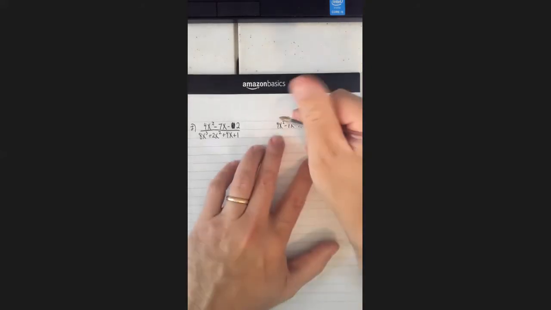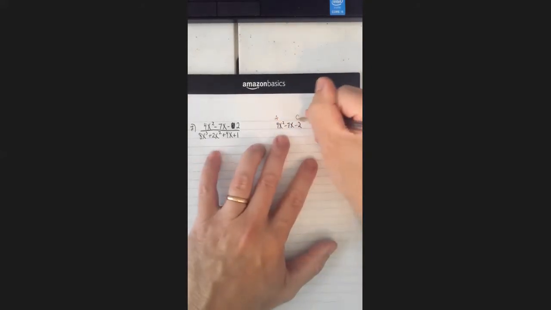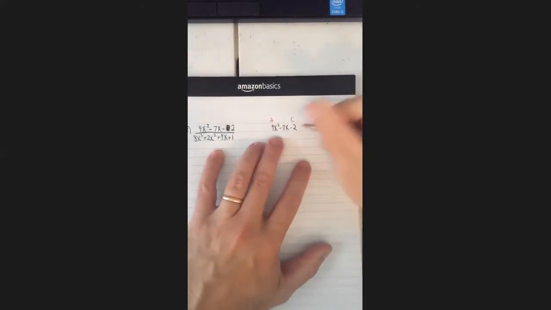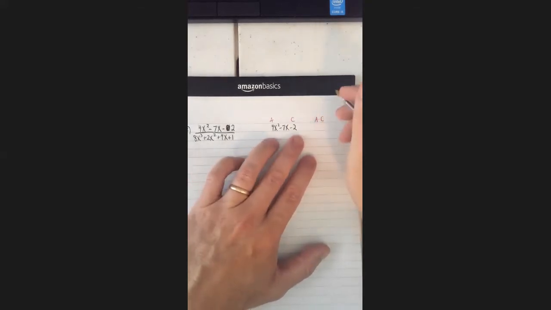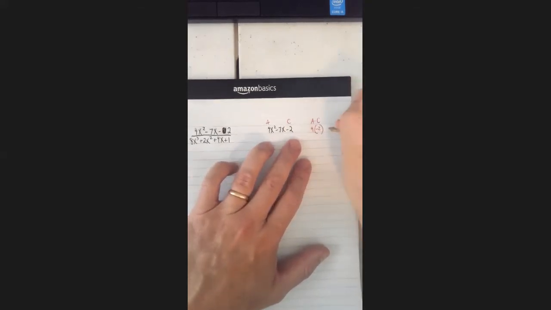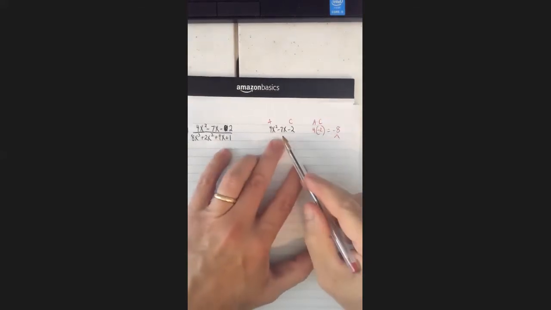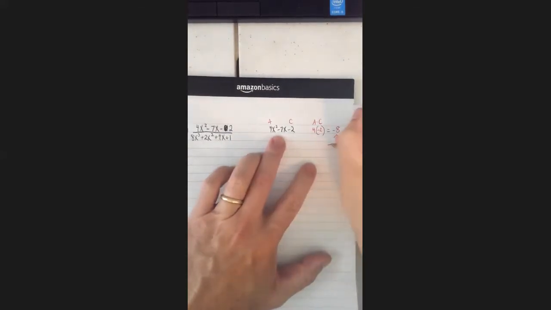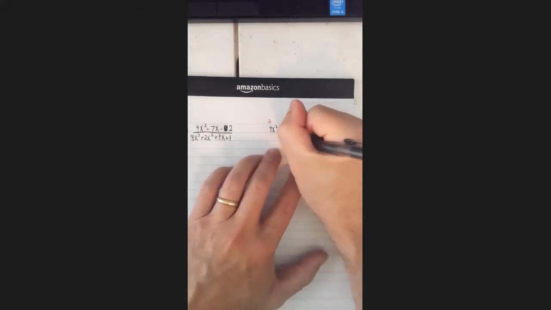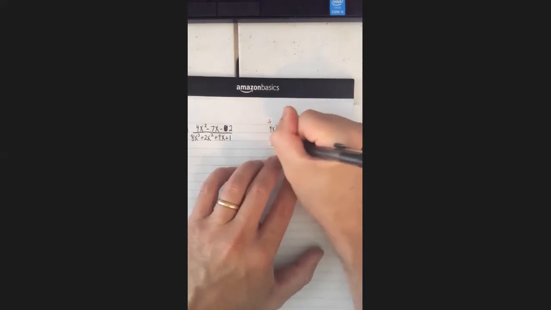So let's start with this trinomial over here. Again, there's a value in front of my a. So remember, we start out with a times c, so 4 times -2, which would give me -8. Factors of -8 that will add together to give me -7, so it's going to be -8 and a +1.